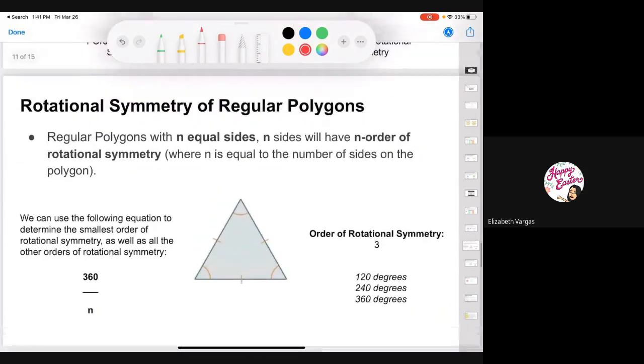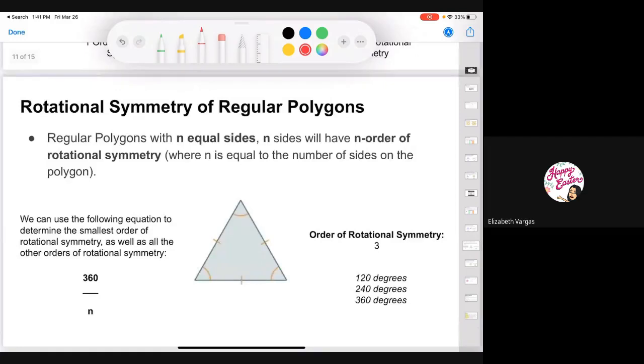Okay. And so what about regular polygons? Well, regular polygons are very similar in rotational symmetry as they are in reflectional symmetry. And that is that regular polygons with n equal sides will have n order of rotational symmetry. So basically, the number of rotational symmetries is equal to the number of sides, like we saw before. So here we have this equilateral triangle. This equilateral triangle is in fact a regular polygon. It has 1, 2, 3 sides.